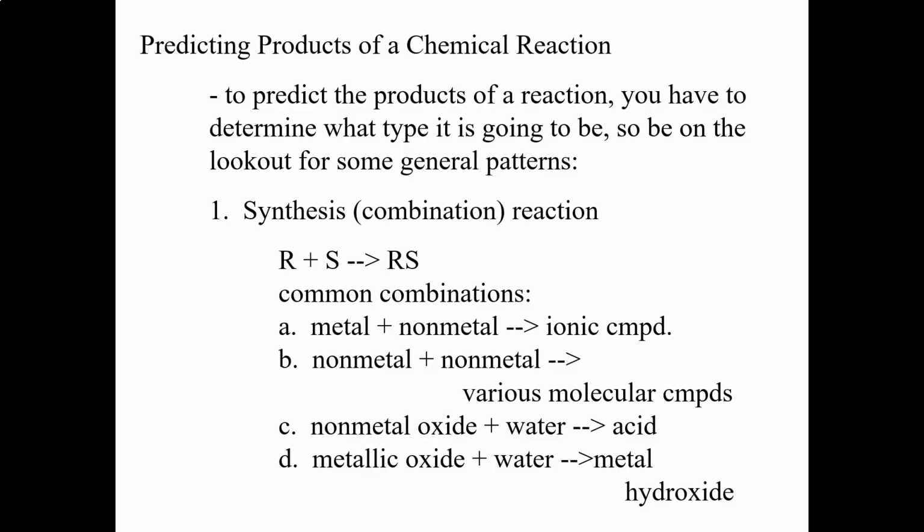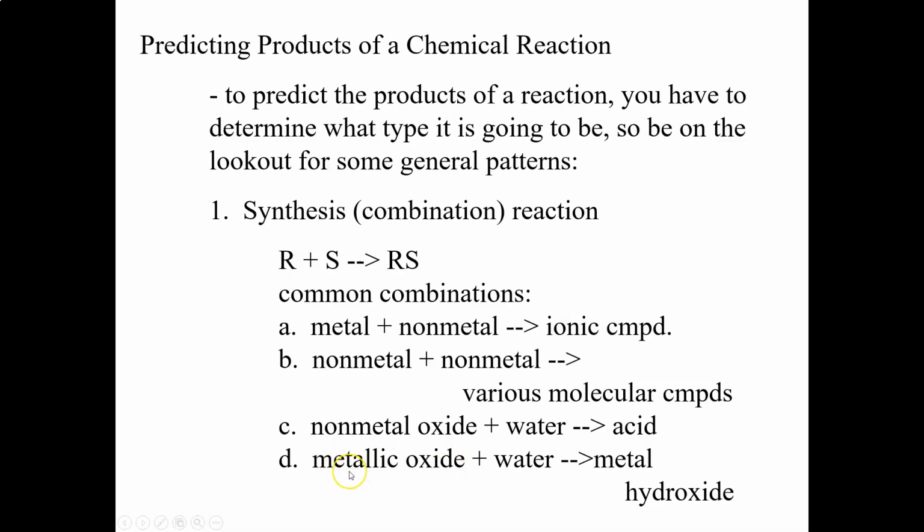The last common synthesis reaction that you're going to see out there is if one of the reactants is a metallic oxide and the other one is water. Anytime you put a metal oxide and water together, you get a metal hydroxide. Now, we know what hydroxide is, right? Hydroxide is a polyatomic ion. It's OH negative. And of course, the metal comes from the metal oxide, whatever that metal was.